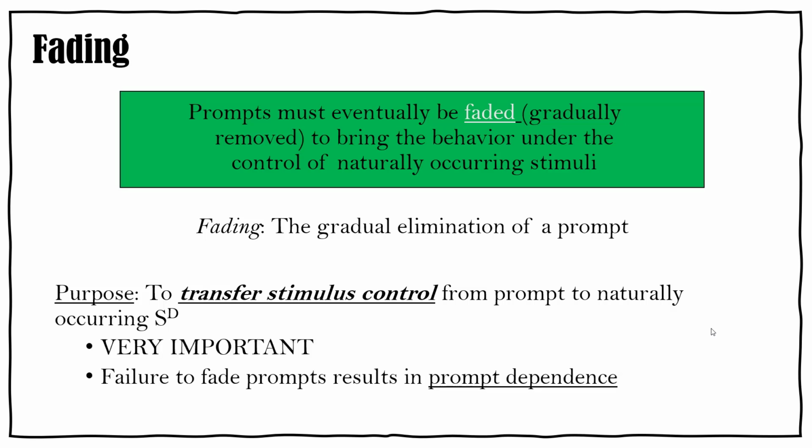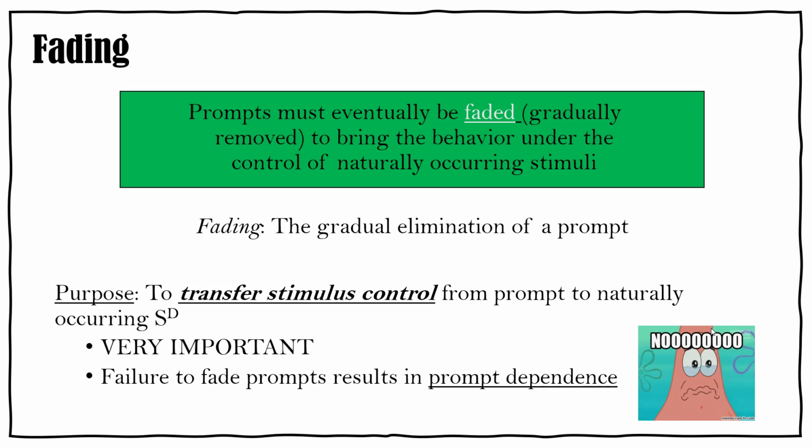If you do not fade your prompts, then it typically results in what we call prompt dependence. And you don't want prompt dependence. Prompt dependence is when you present the SD and the child just waits for you to engage in the prompt, and then they engage in the correct response. So they never learn to do it independently or in the presence of the SD. They always just wait for the prompt.